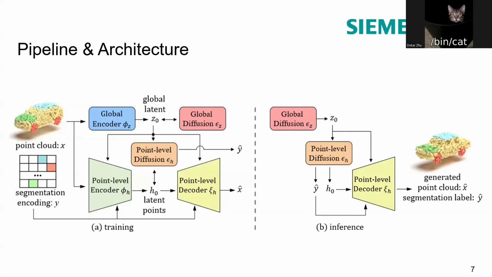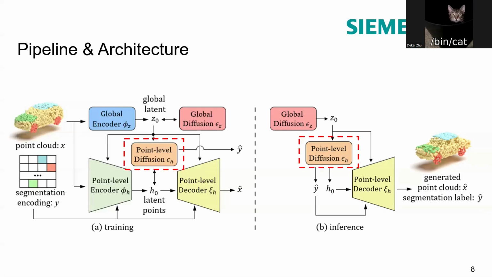During inference, the SeaLion global diffusion model first generates global features Z0, then the point-level diffusion models produce point-level features H0 along with the corresponding segmentation label Y. Finally, conditioned on both Z0 and Y, the decoder transforms the latent features H0 to the final point cloud X.